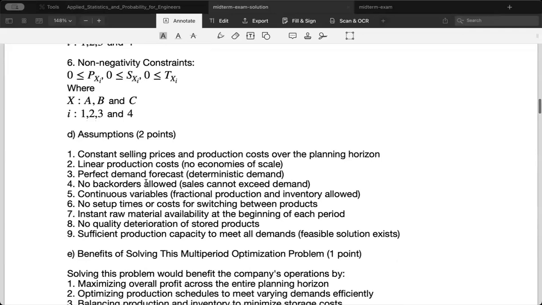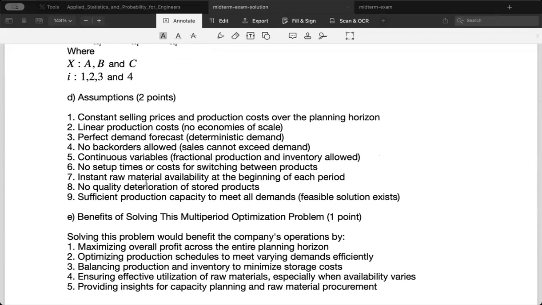Okay, then for D, you can list some assumptions. For example, you don't have to list all of these. Anything you can imagine, you write down there. For example, constant selling price and production cost over the planning horizon, because we assume that, right? Linear production cost, no economy of scale, perfect demand forecast, no backorders allowed, continuous variables, no setup times or cost for switching between products, instant raw material availability at the beginning of each period, no quality deterioration of stock products, sufficient production capacity to meet all demands, for example. Okay, you can list one or two of it. It's okay.